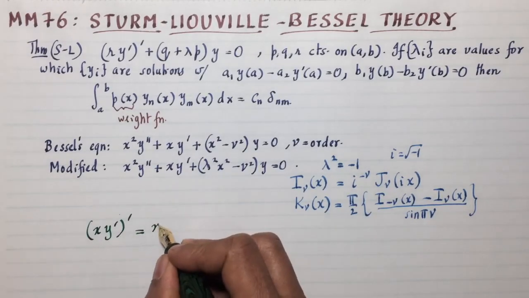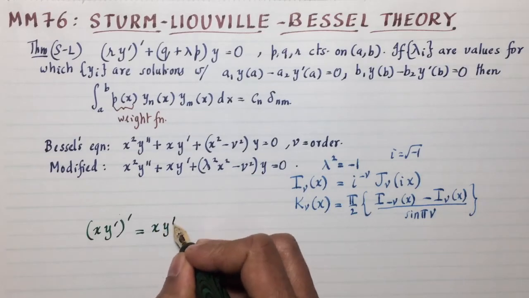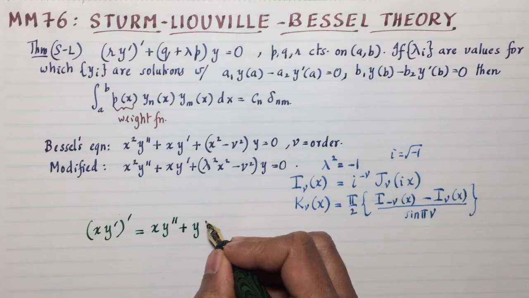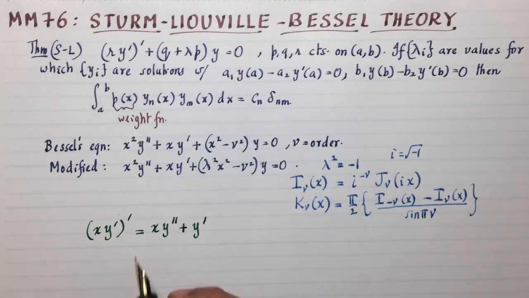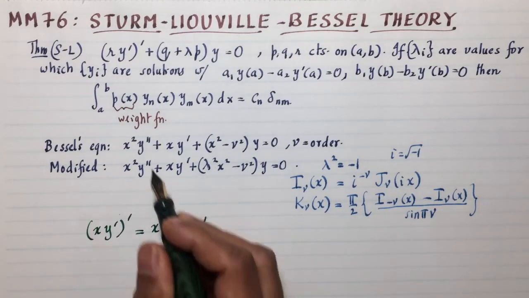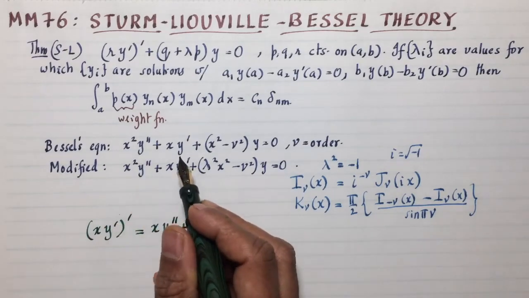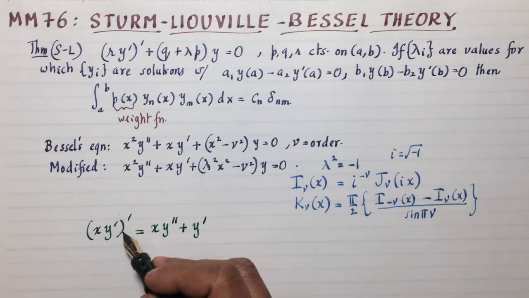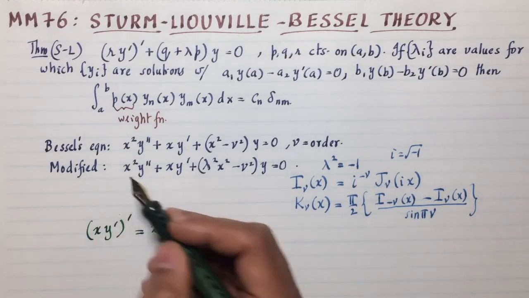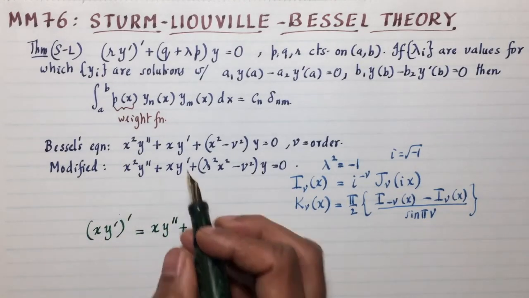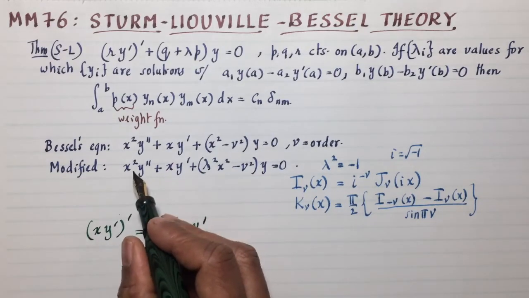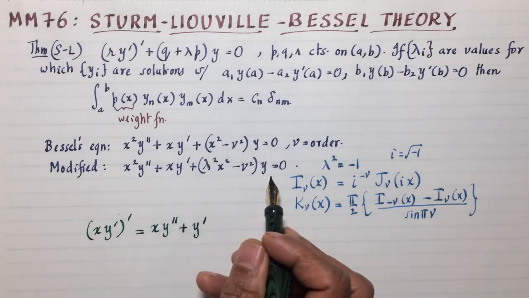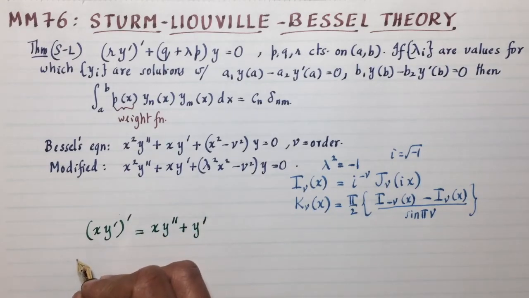This is going to be x y double prime plus x plus nothing times y prime. So I get this. If I divide both sides, if I don't do this, then I'm going to be getting a factor of 2. If I write x squared y double prime, I'll be getting a factor of 2, which I don't want. So I'll write it like this, which means that to make this look like a Sturm-Liouville problem, I have to first divide both sides of the modified Bessel equation by x. So let me first do that.